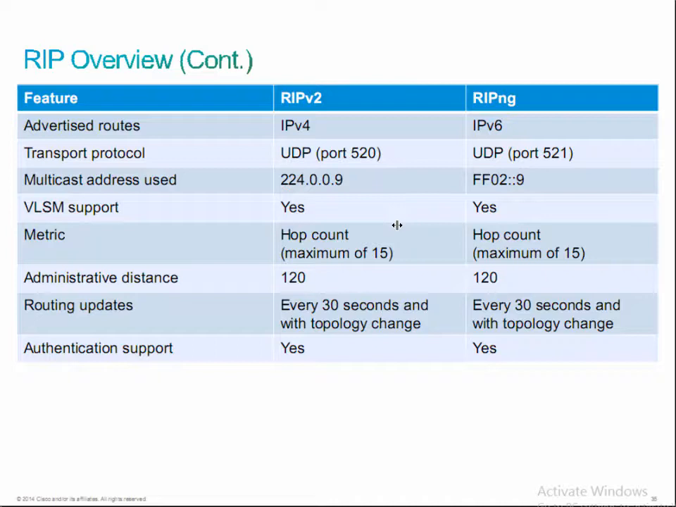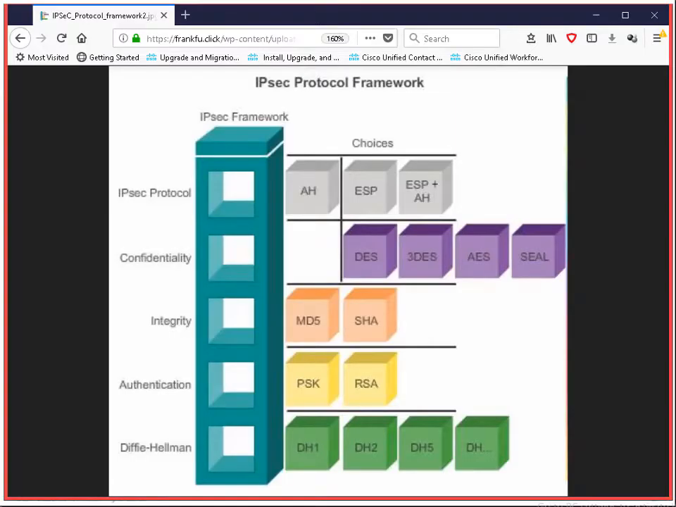Let me tell you what it is. All right. First of all, administrative distance is a static value that is assigned by Cisco. Actually, any vendor can decide what AD value they want to assign to a routing information source. But in the case of RIP, Cisco has assigned an administrative distance value of 120.